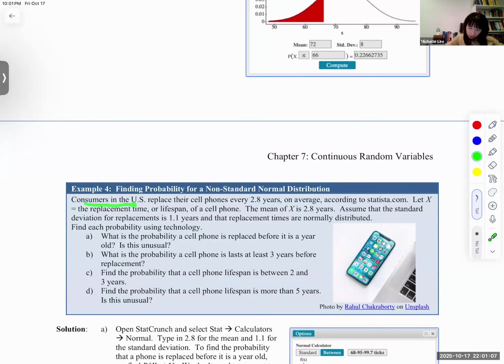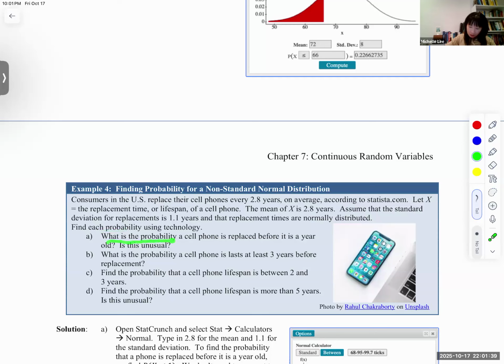Consumers in the US replace their cell phones every 2.8 years on average. The mean of X is 2.8 years, and the standard deviation for replacement is 1.1 years. They are normally distributed. We want to find the probability.